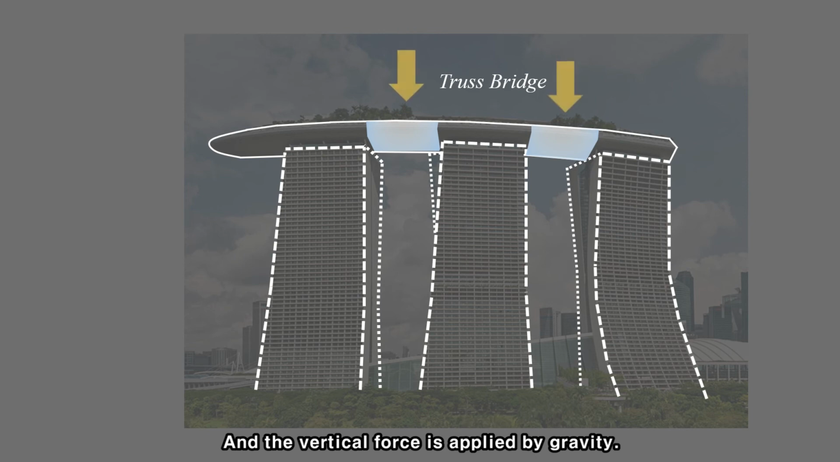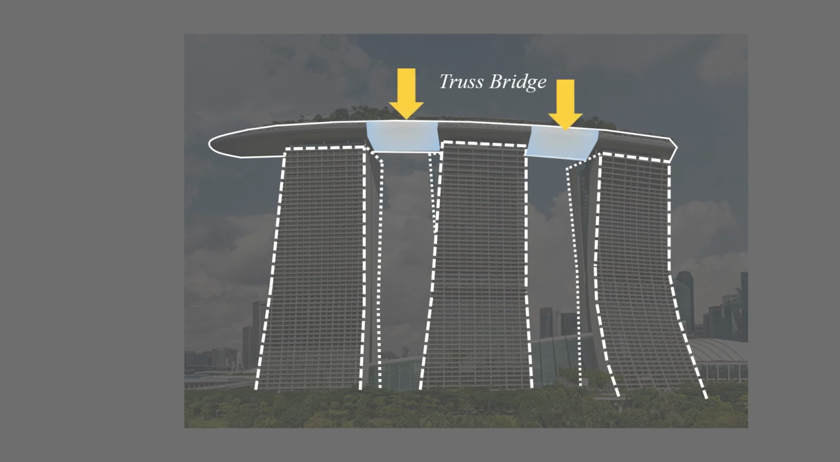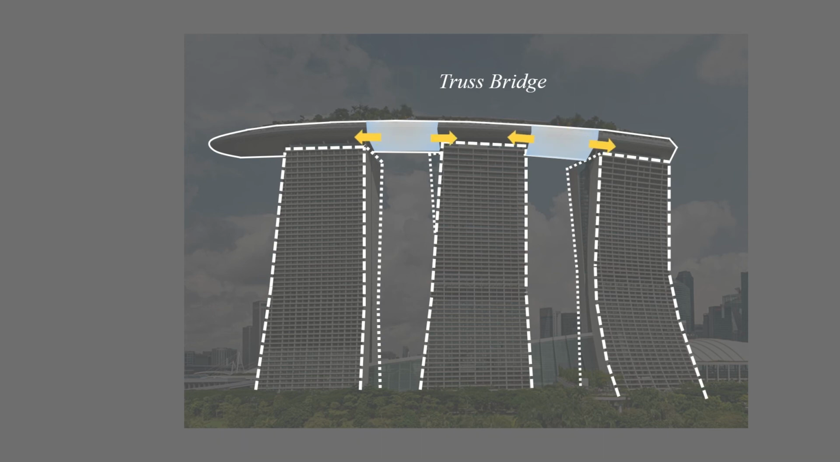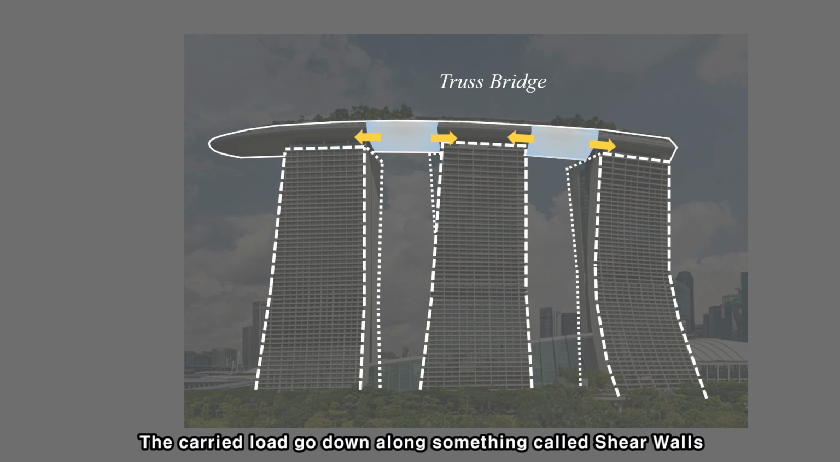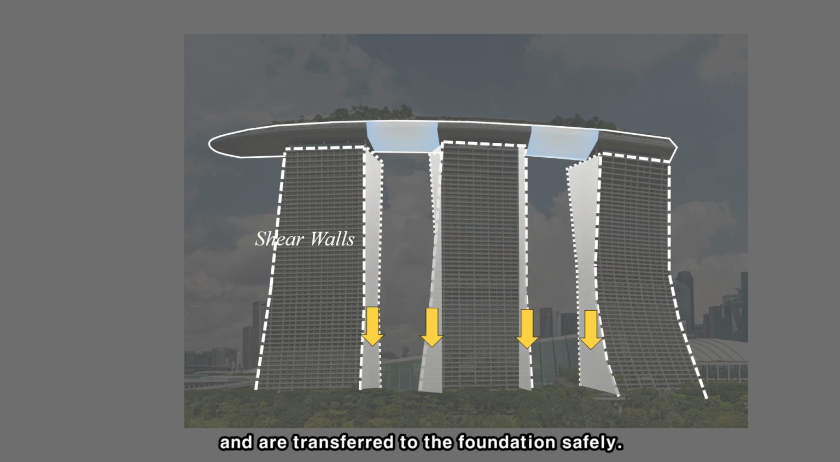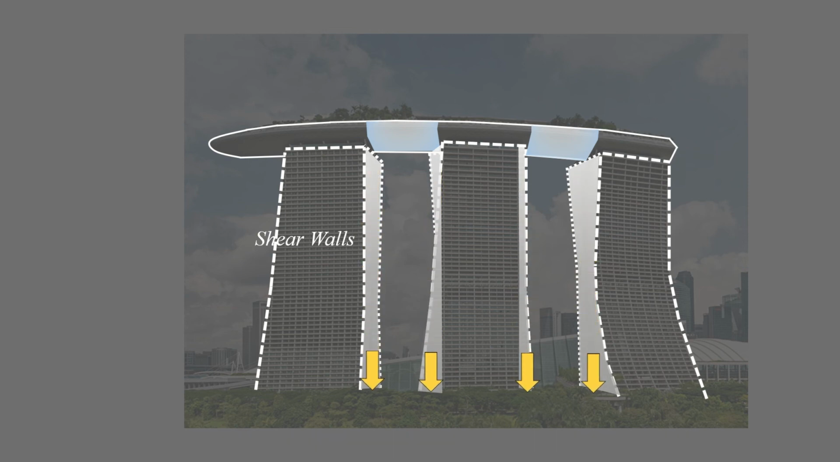And the vertical force is applied by gravity. The truss then carries the load to the building. The carried load goes down along shear walls and is transferred to the foundation safely. As a result, they are kept safe.